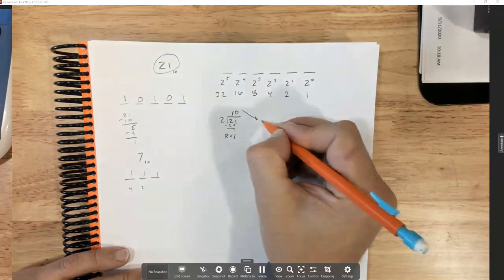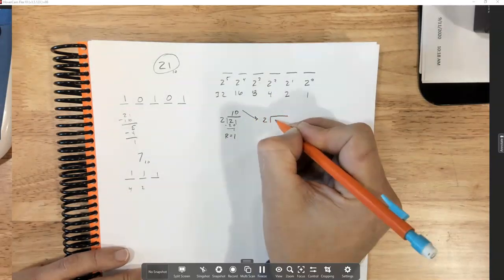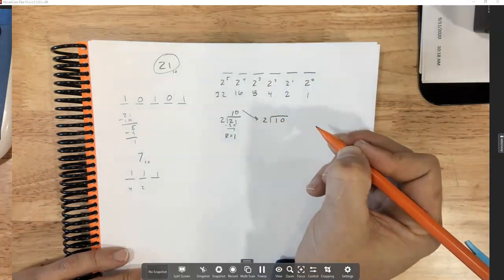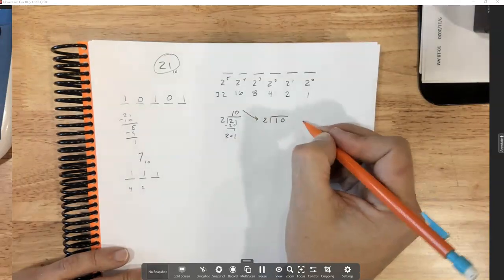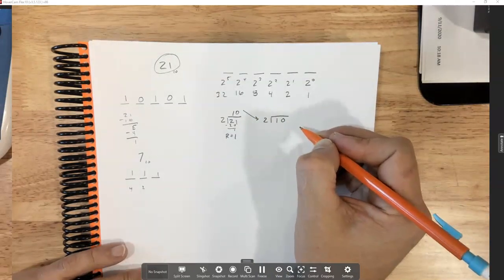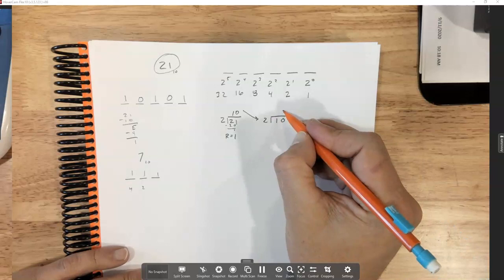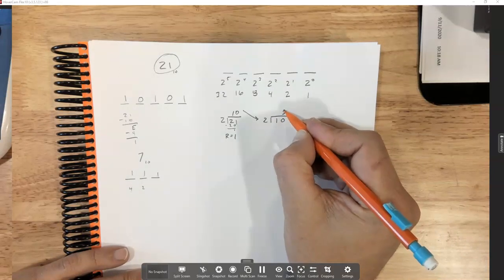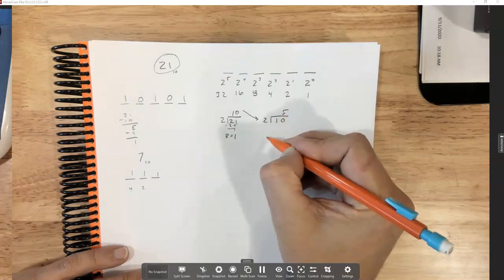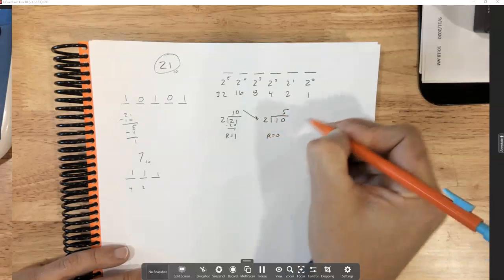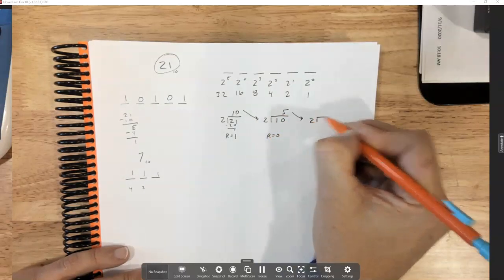The quotient is going to become the next dividend, and we're going to repeat the process all the way until we have a dividend of 1. So 2 goes into 10 how many times? 5. Goes in perfectly, right? So you have a remainder 0. The 5 is going to go into the next problem.